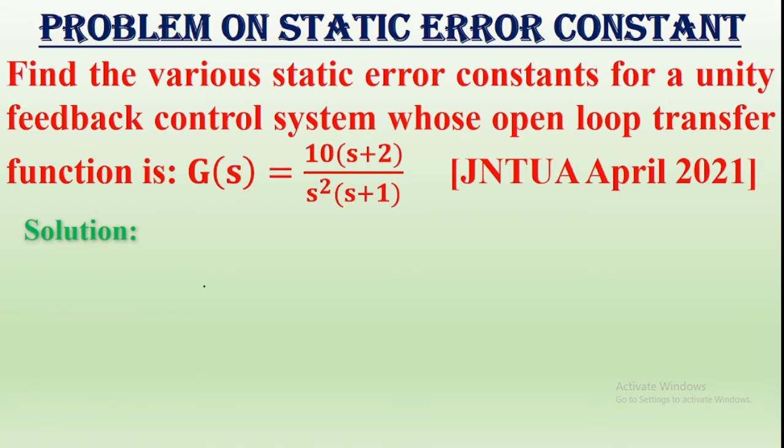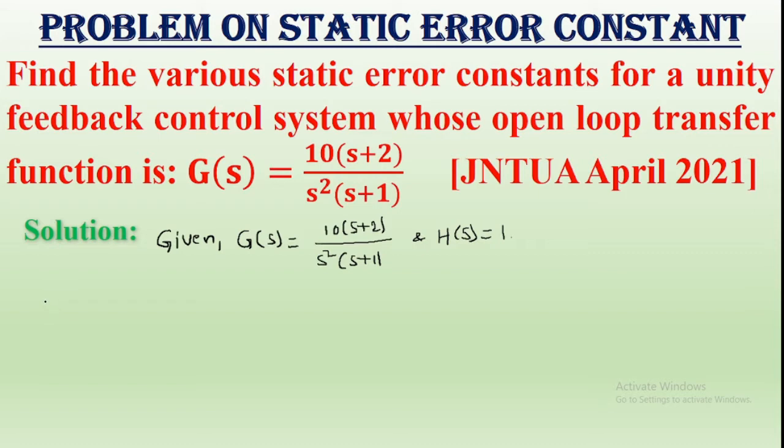Coming to the solution, given that the open loop transfer function G(s) is 10(s+2) / (s^2(s+1)), and also given a unity feedback system, so H(s) is equal to 1. So calculate the static error constants. Basically there are three types of static error constants, that are position error constant, velocity error constant, and acceleration error constant. So these three are the static error constants.